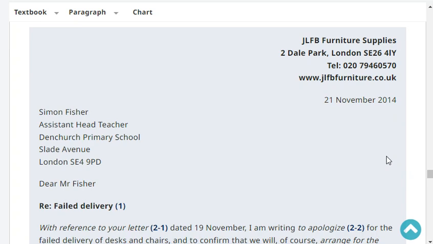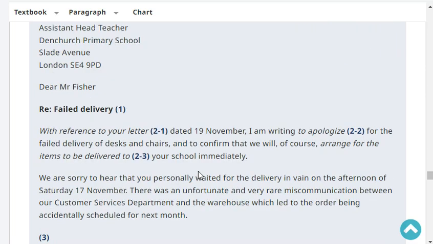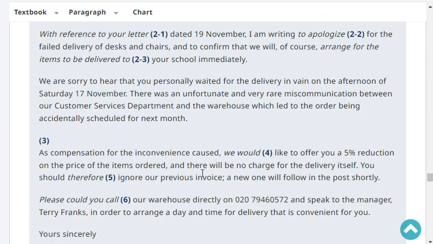www.jlfbfurniture.co.uk very 20, 21st November 2014. good. Mhm. Simon Fisher, Assistant Head Teacher, Denchurch Primary School, Slade Avenue, London, SE4 9PD. Dear Fisher, RE failed delivery. Mhm. With reference to your letter dated 19th November, I am writing to apologize for the failed delivery of desks and chairs and to confirm that we will, of course, arrange for the items to be delivered to your school immediately.